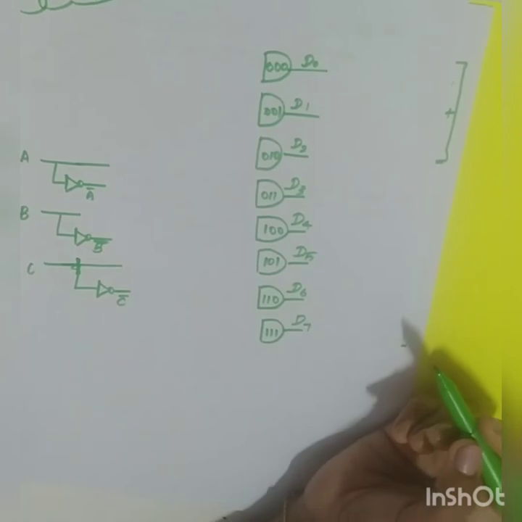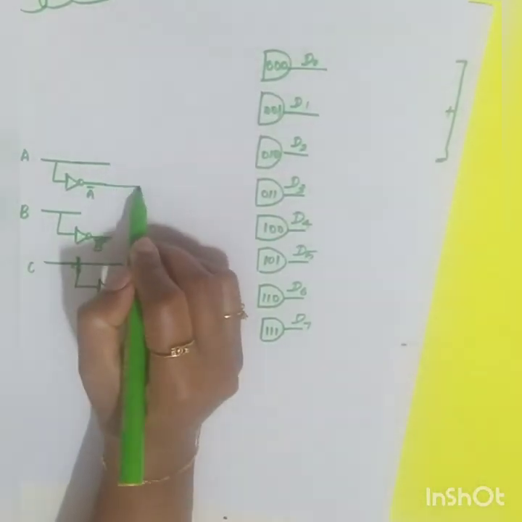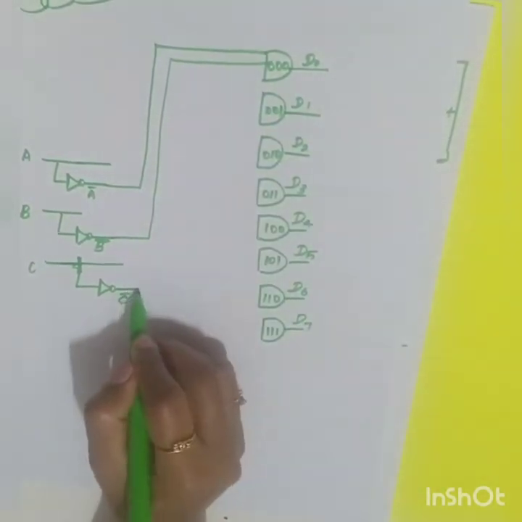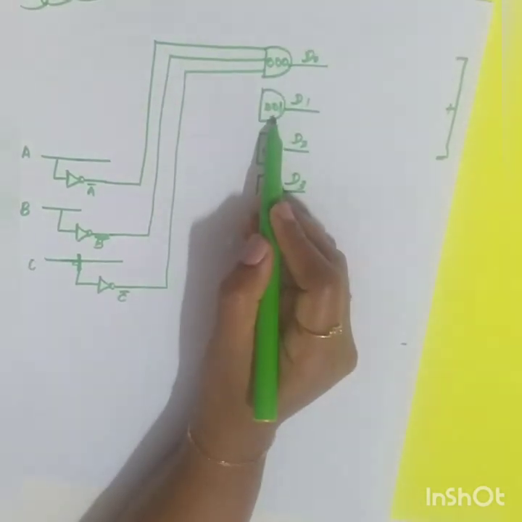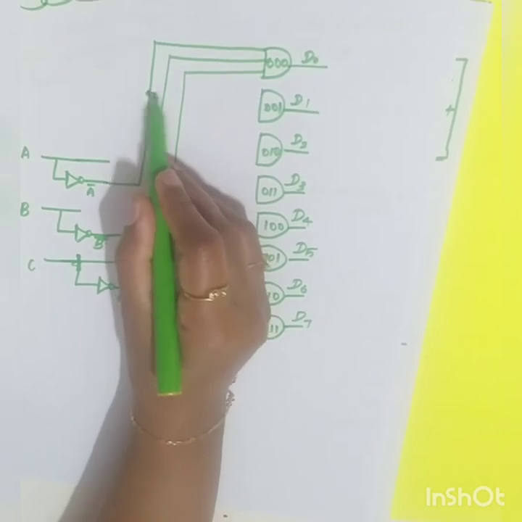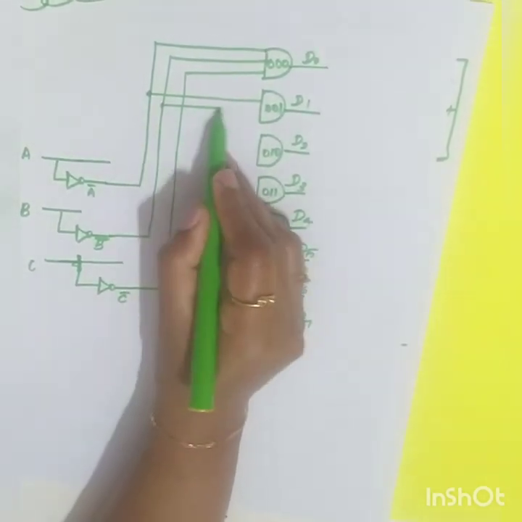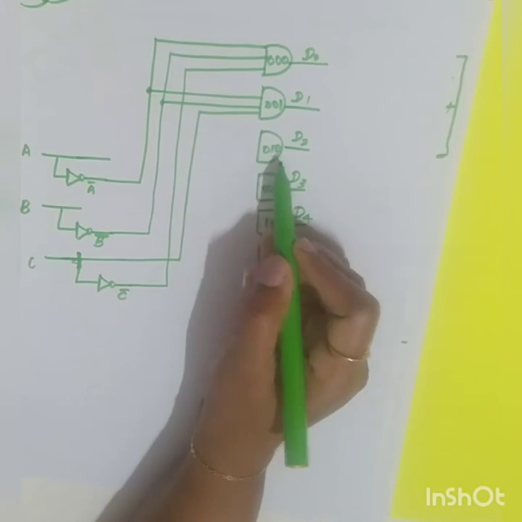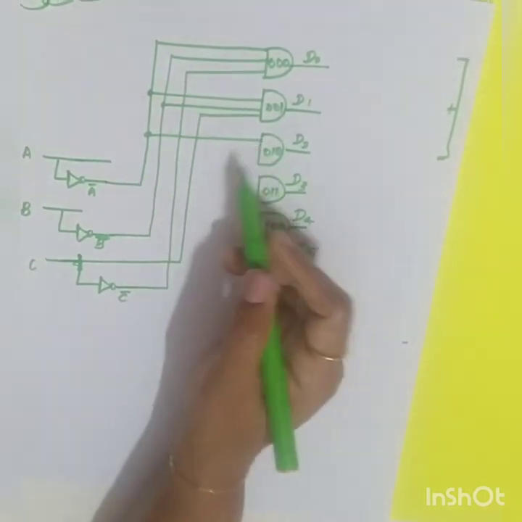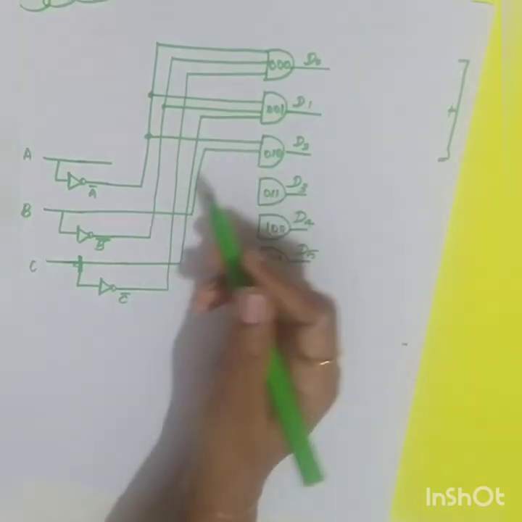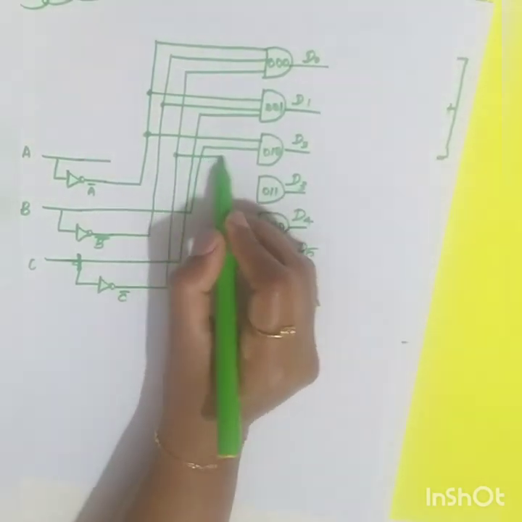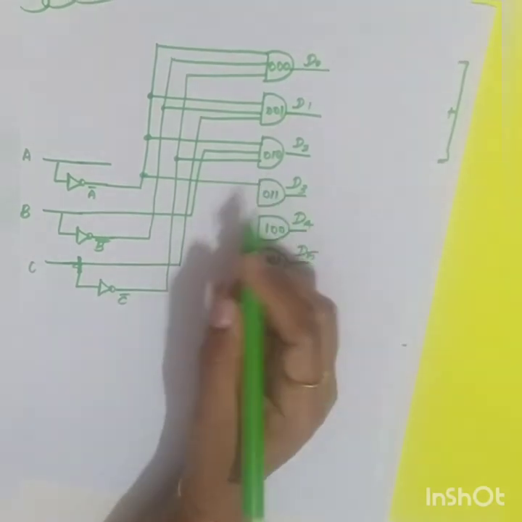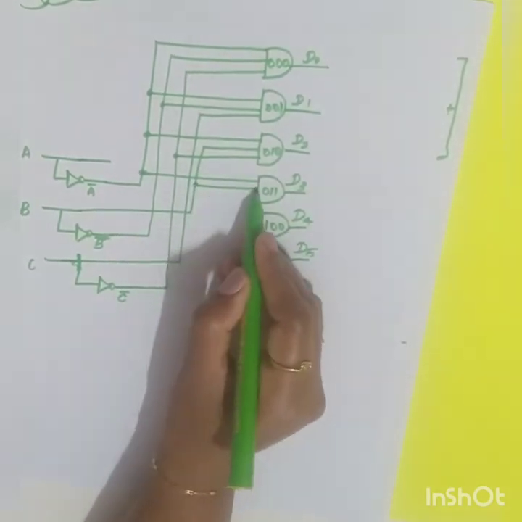So what will be your first case? It is A bar, B bar, C bar. So it is equal to A bar, B bar and C bar. Second case, it is A bar, B bar, C. So A bar, B bar and C. Third, it is A bar, B, C bar. So here it is A bar, B, C bar. Next case, it is A bar, B, C. A bar, B, C.